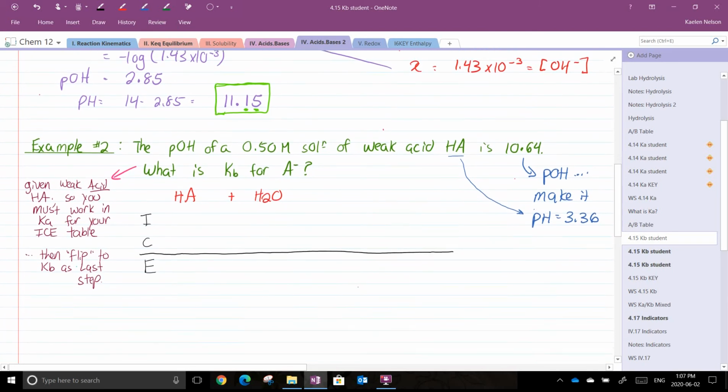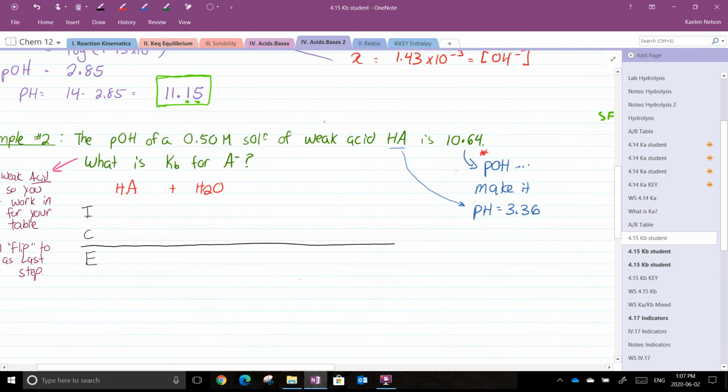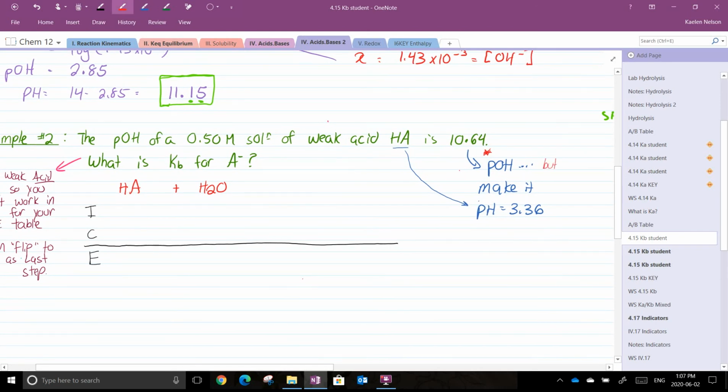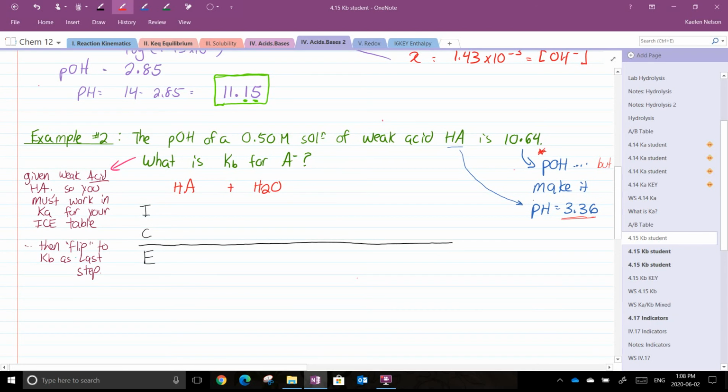Okay, now my next example asks the pOH of a solution of weak acid is 10.64. So I put a note over here as my starter. I've been given pOH, but the question wants a weak acid. So we're going to right away make that into a pH. So 3.36 is what I'll be working with as my pH.